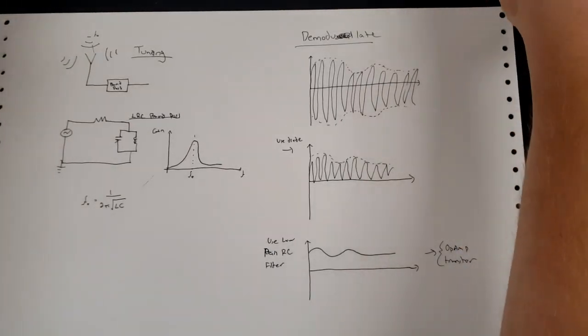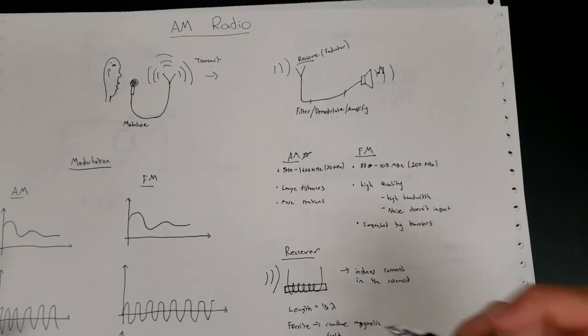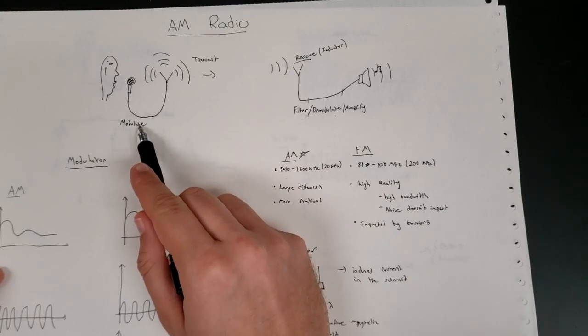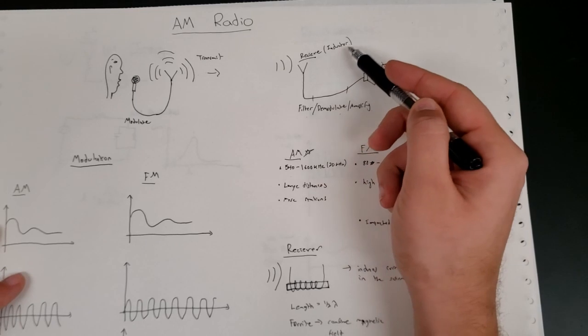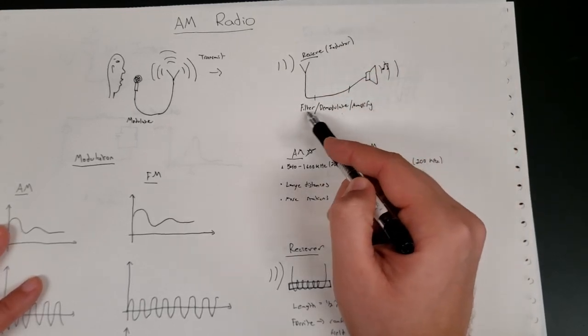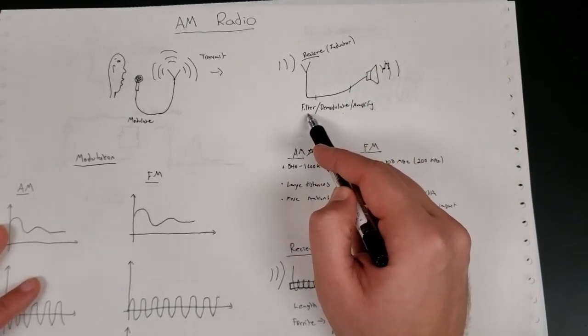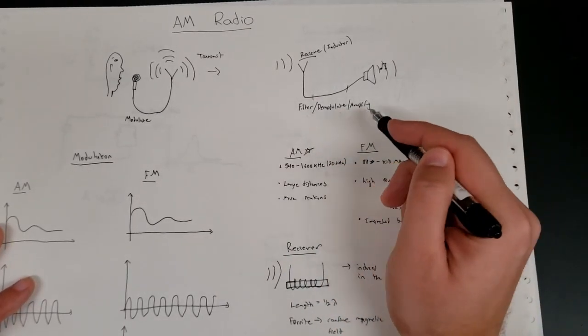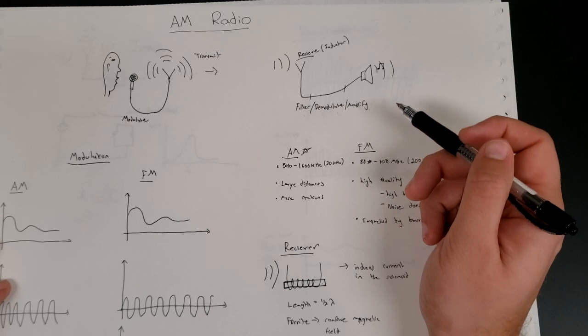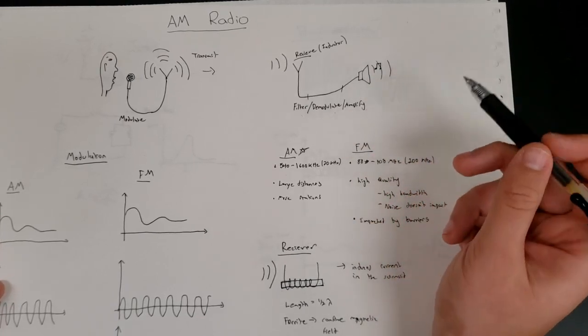So again, coming back to here, right? We talked about how we modulate a signal. We then transmit it. We then receive it with our inductor, right? And then we filter it with an LRC circuit. We demodulate it using the process we just talked about, and then we amplify it using a transistor or an op amp, right? And then we're able to actually hear it on the other end.